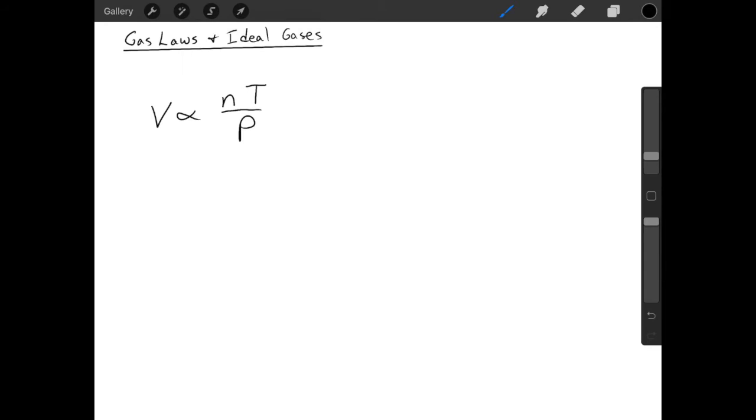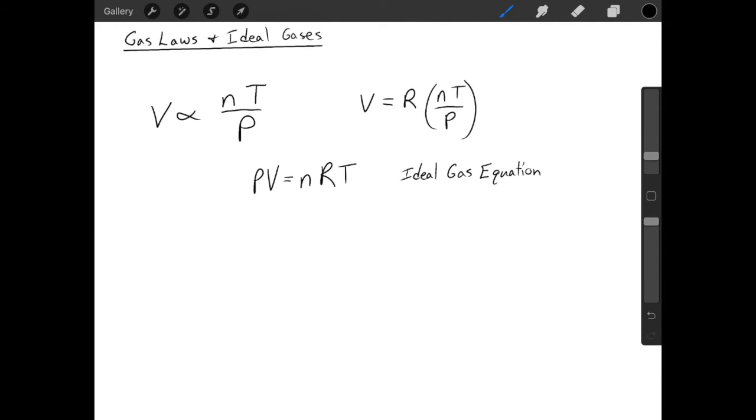Now, this proportionality is great, but to make it more useful, we can add something known as a constant of proportionality. And we'll be using the symbol R for that constant. And this equality, this equation, is more commonly written as PV equals nRT. And this is the ideal gas equation, or sometimes the ideal gas law. And to use this equation, it's important that you remember that you must use an absolute temperature, which is to say the temperature value that you use in the equation has to be in Kelvin.